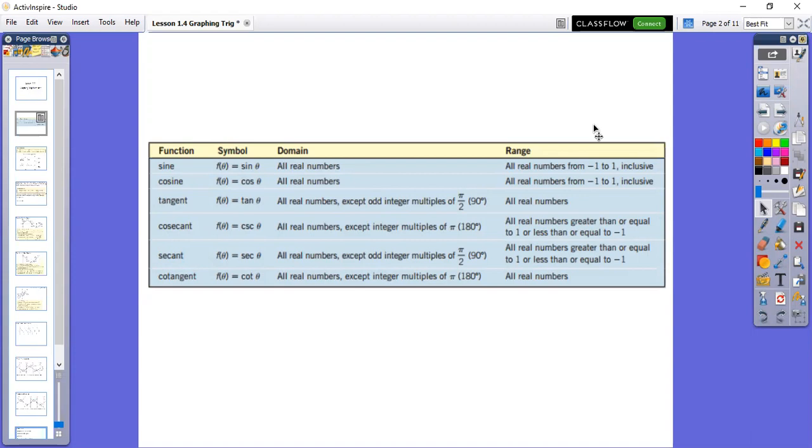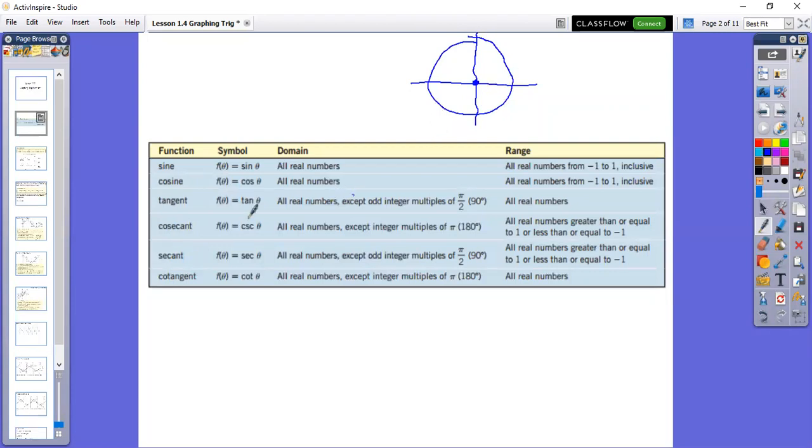This makes sense because if you think about the unit circle, it has a radius of 1, which means if it's centered at the origin, the largest x value you can get is 1, the smallest you can get is -1. Same thing with the y value. So sine and cosine both have a maximum of 1 and a minimum of -1.